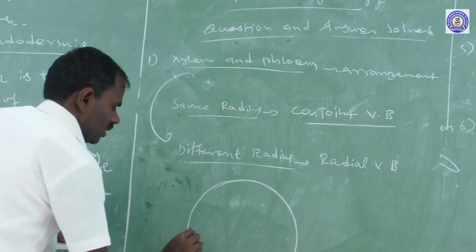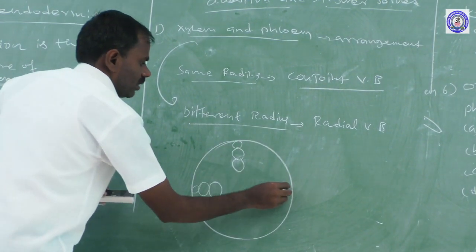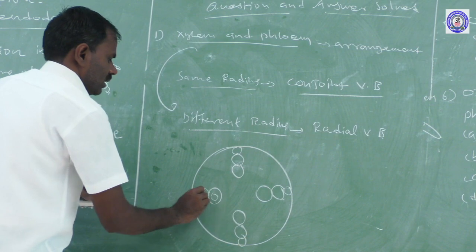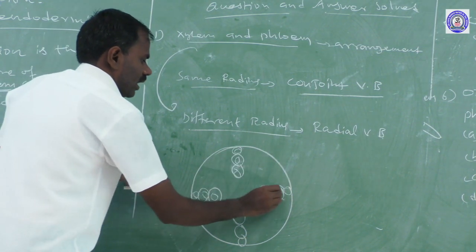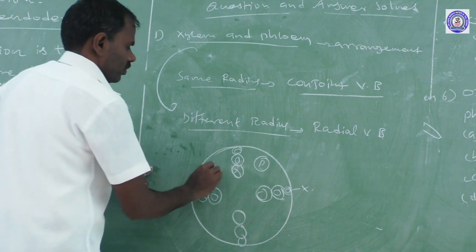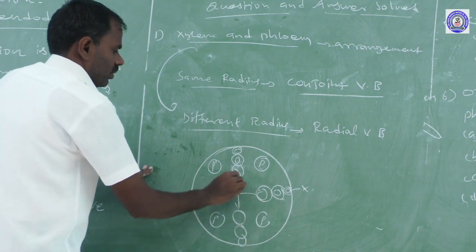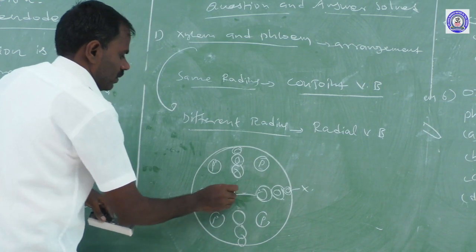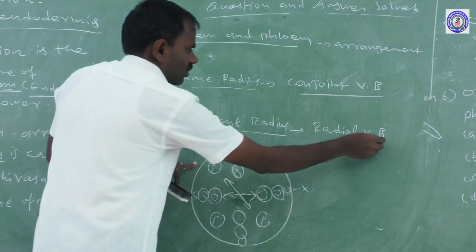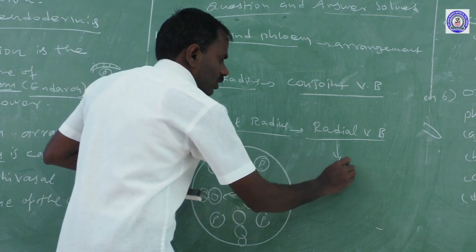in the root region, there are protoxylem and metaxylem arranged alternately, with phloem in between. The xylem and the phloem are arranged on different radii. The type of vascular bundle in which the xylem and the phloem are on different radii is called the radial vascular bundle. These radial vascular bundles are found only in the root system.